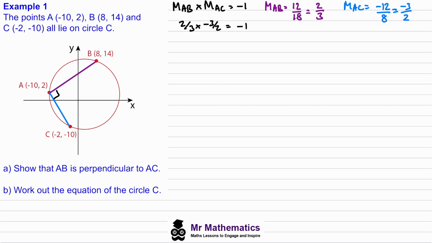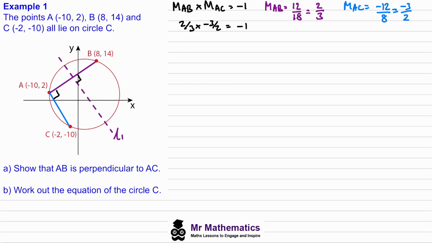For part B, work out the equation of a circle C. So to work out its equation, we need the centre and we need the radius. Now we can work out the centre because we know from a previous video that the perpendicular bisectors of each chord will intersect at the centre of a circle. So all we need to do is to find the equation of each of these perpendicular bisectors. So if we begin by looking at the perpendicular bisector of a chord A to B, we know this is a right angle. We'll call this line L1.